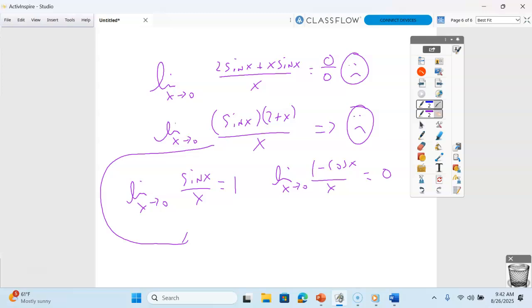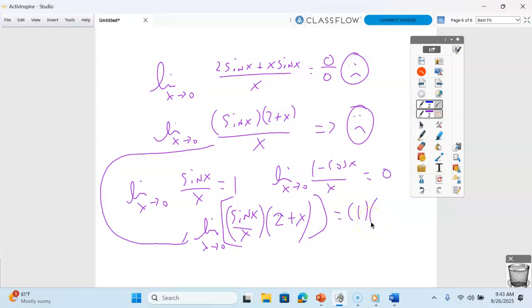Well, I was just wondering how the 2 plus x changed. So we're going to do the limit of sine x over x times 2 plus x. Sorry, that was wrong. If you want to, you can put parentheses like this as x approaches 0. And then that one turns into 1. The first thing's 1, and then 2 plus x as x approaches 0 is 2. So this becomes 3.